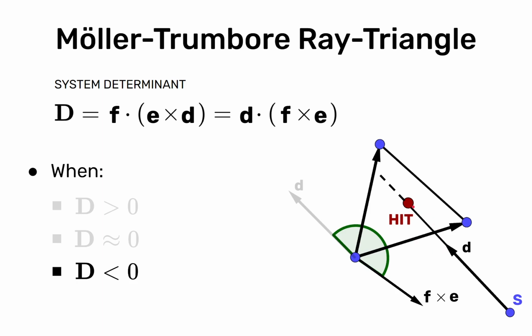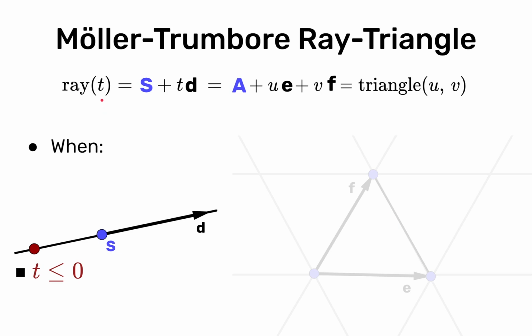And if we have back face culling, then we can ignore that result. So those are the conditions for d. If we have back face culling, then we can only continue when t is positive. Now let's look at these unknowns.